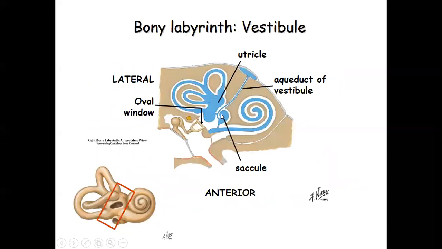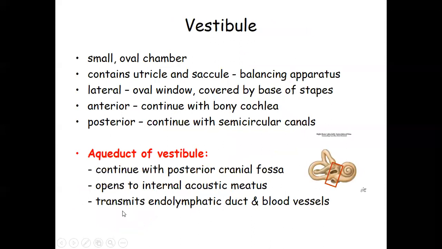So if you see here, we have the blue colored structure. This is the endolymphatic duct. Not only does it transmit the endolymphatic duct, it also transmits blood vessels. So these are the two structures transmitted by the aqueduct of the vestibule: the endolymphatic duct and also the blood vessels.